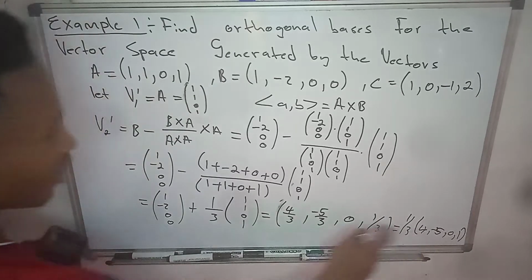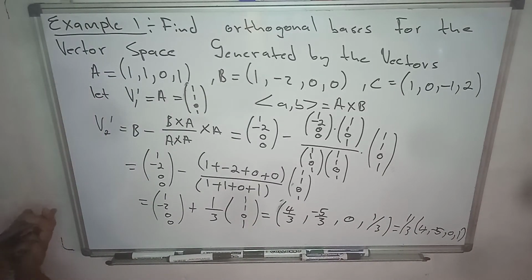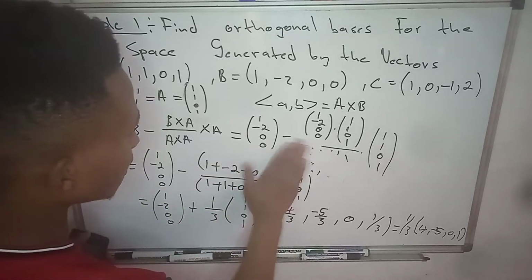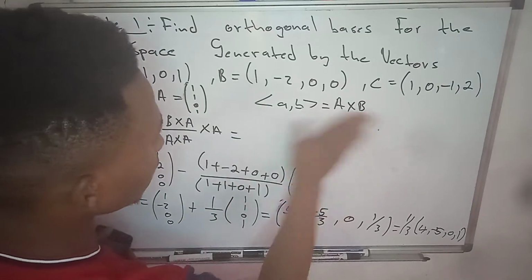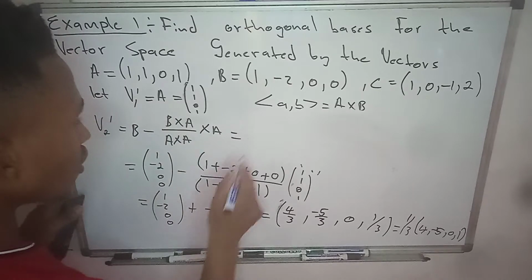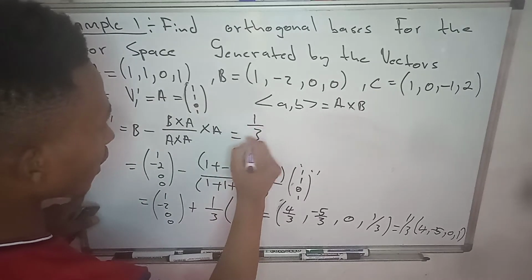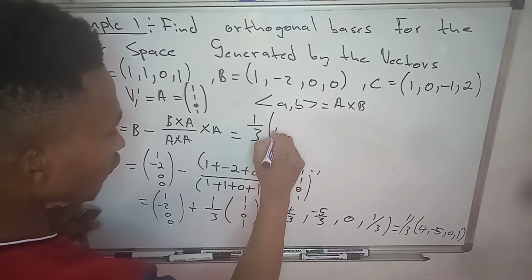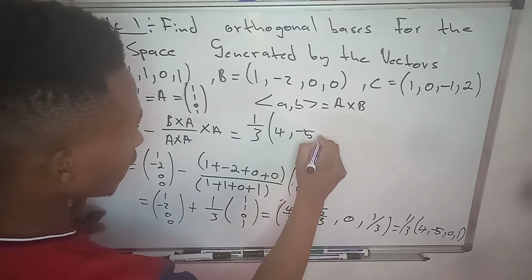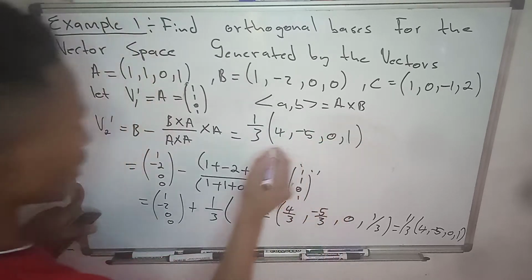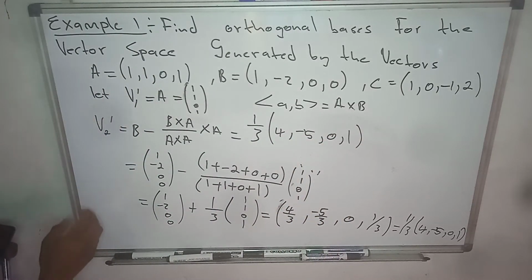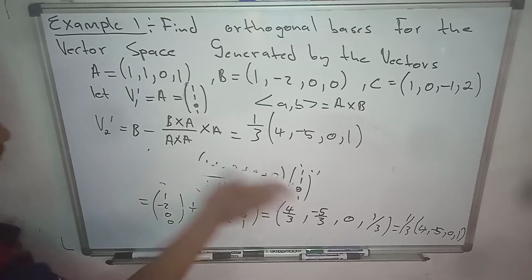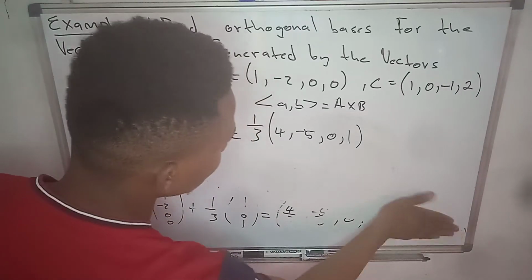So these are actually our orthogonal bases. Let me erase this part and put them here. So there will be 1 over 3 times 4, minus 5, 0 and 1. This will be our orthogonal basis for V2 prime. Let's check for V3 prime.